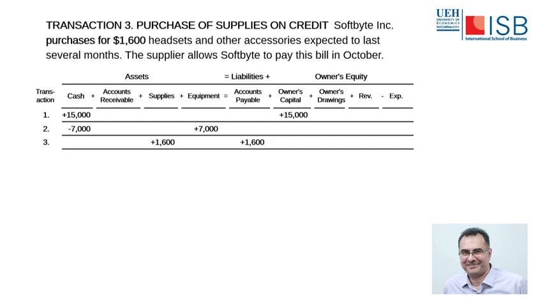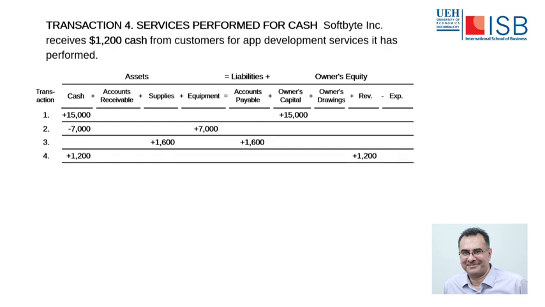Next, we move on to transaction number 4. Services performed for cash. The business has performed services, so the asset cash goes up by $1,200, and revenue on the right side under equity goes up by $1,200.